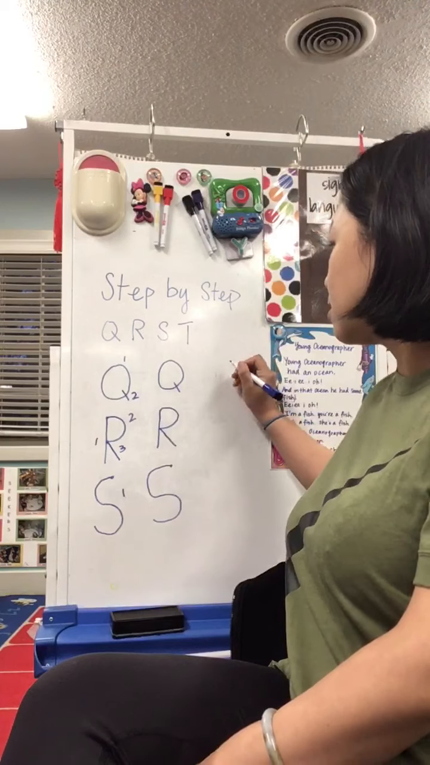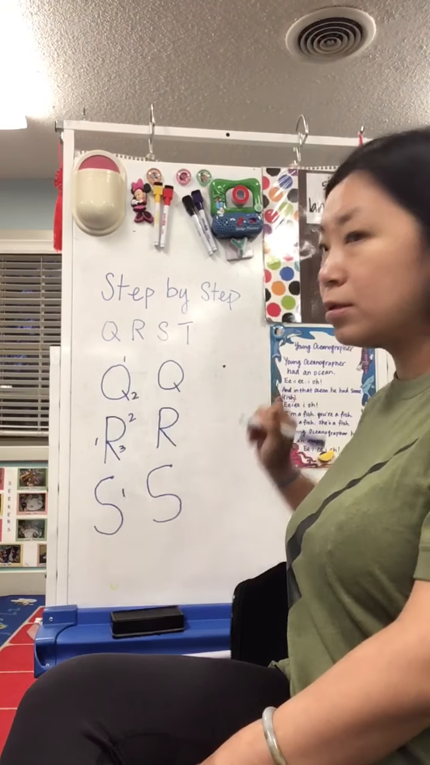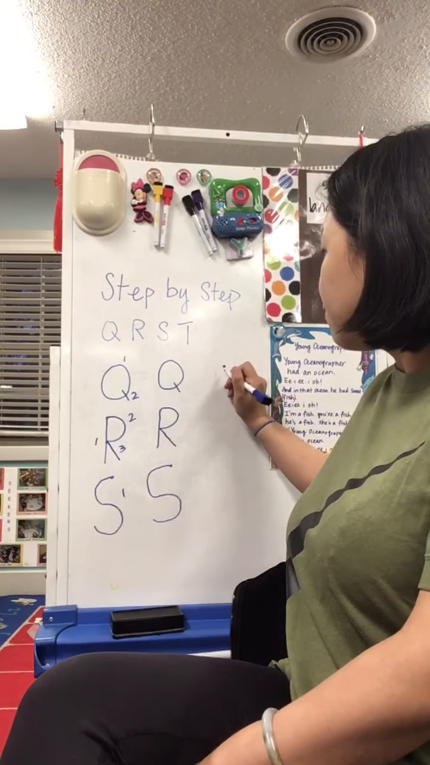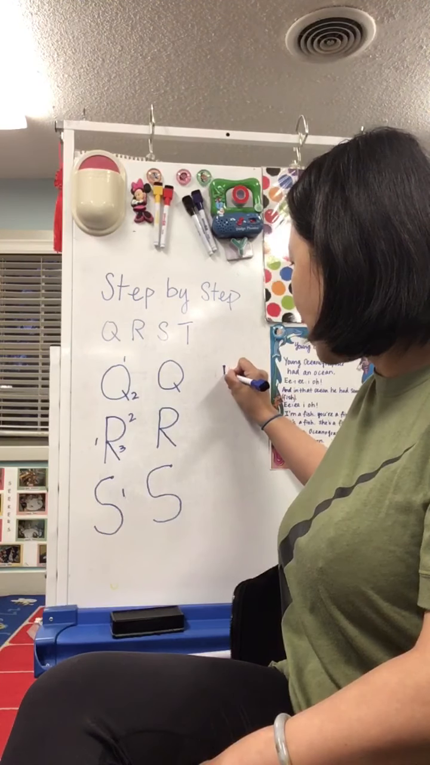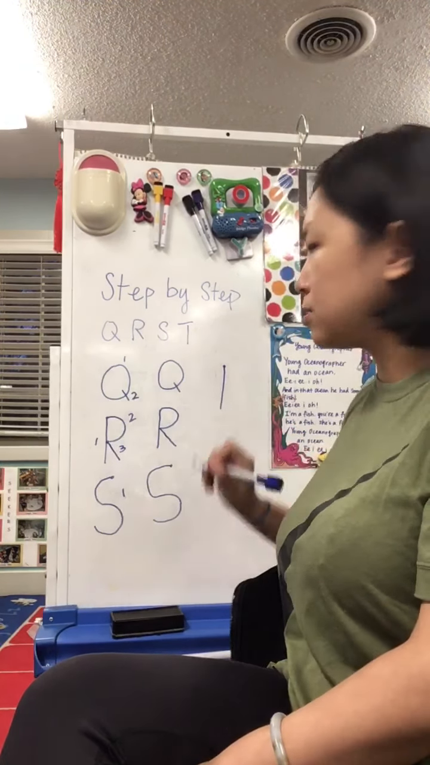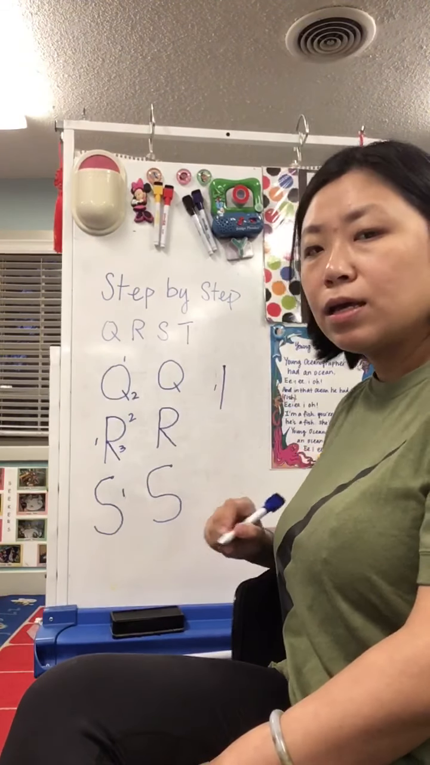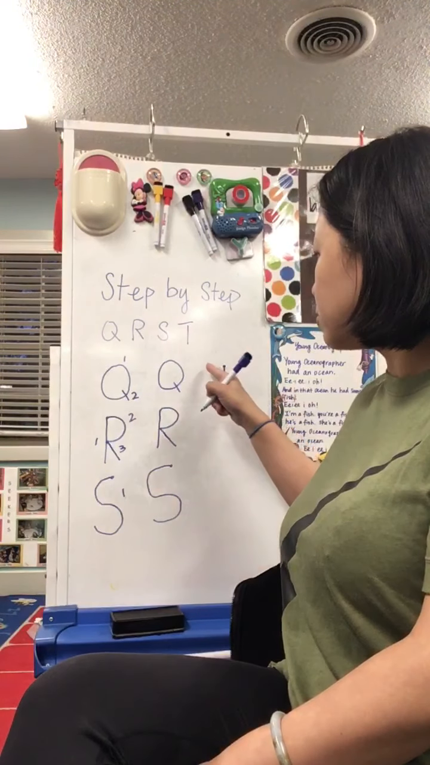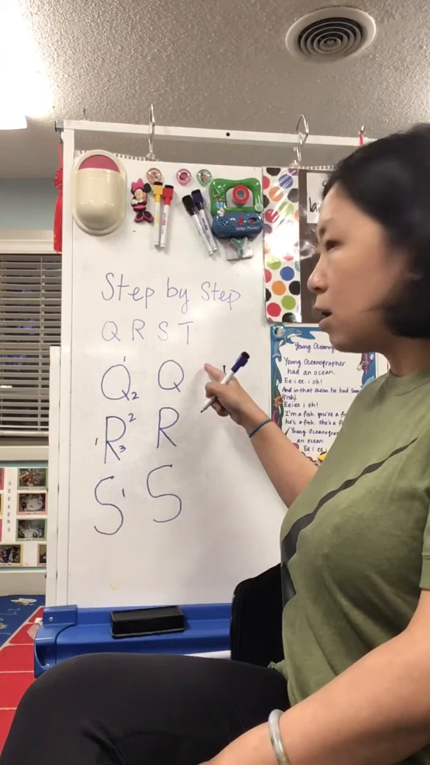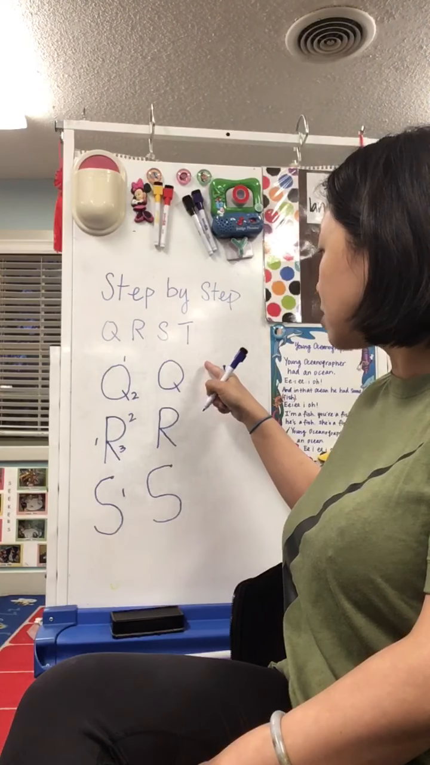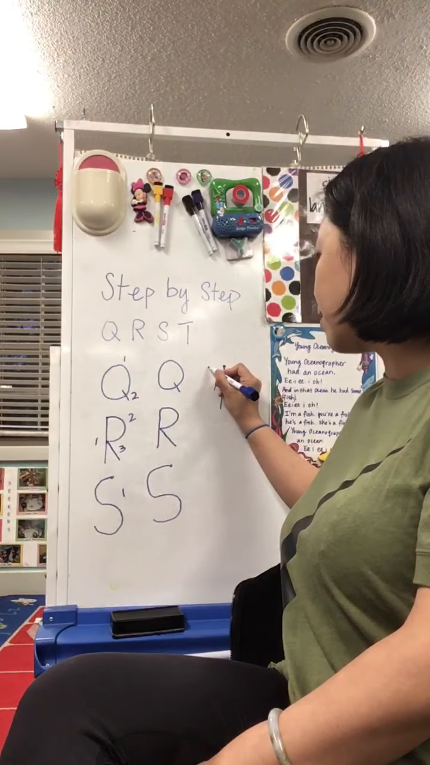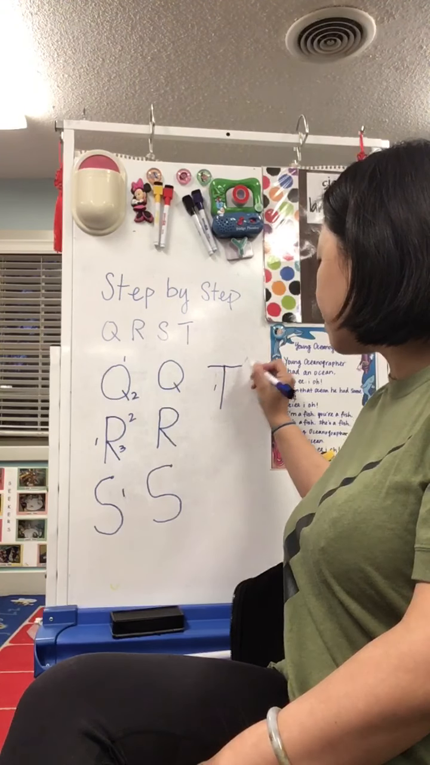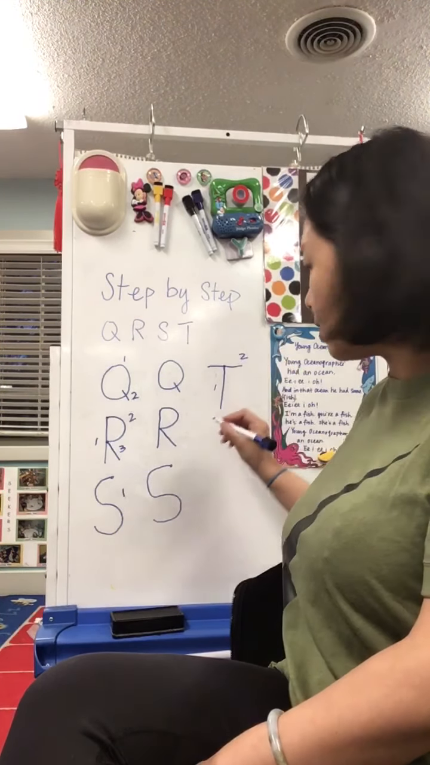Letter T. So make a dot on your paper. In order to make letter T, we're going to make a straight line down from the dot. Step 1. Step 2 is we're going to make a line going horizontally, go through the dot on the top. Step 2.